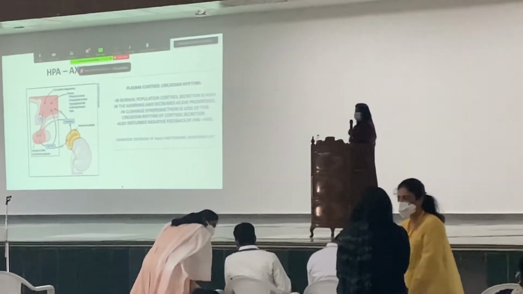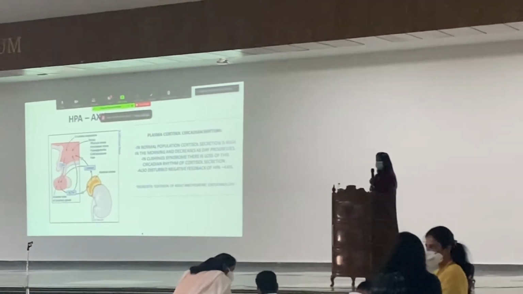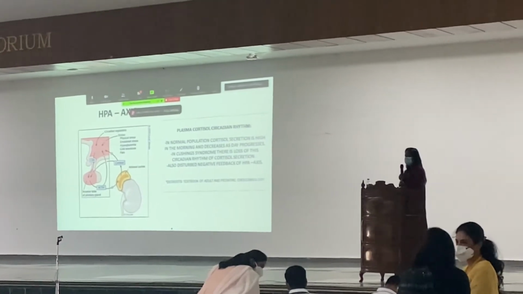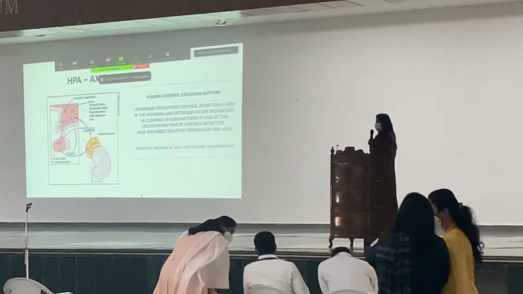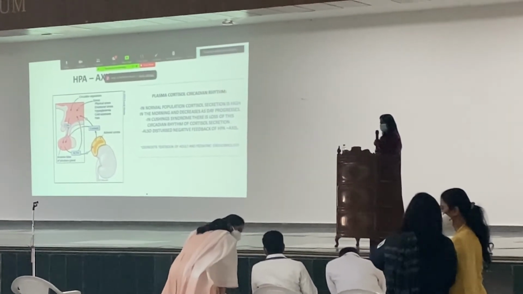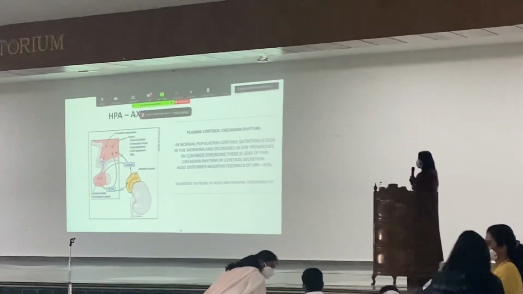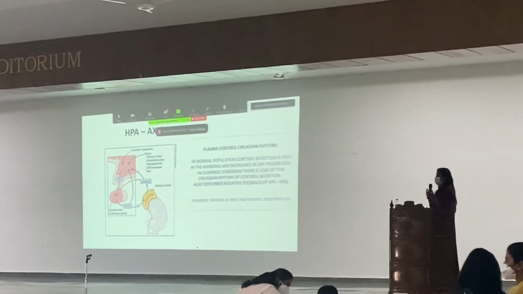So in a normal individual, the circadian rhythm is like there is high production of cortisol early in the morning, and as the day progresses, the production decreases. In Cushing syndrome, this circadian rhythm is lost and there is hypercortisolemia throughout the day, and also there is a disturbed negative feedback mechanism.